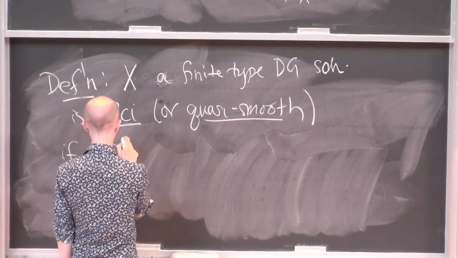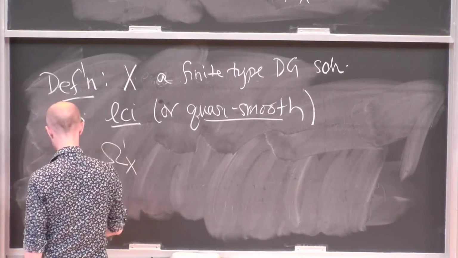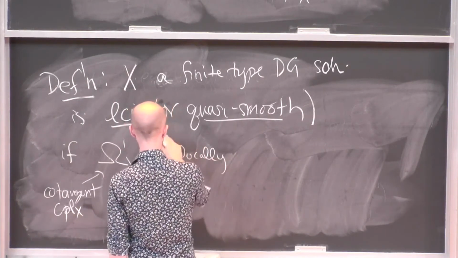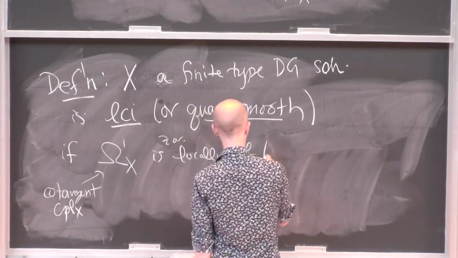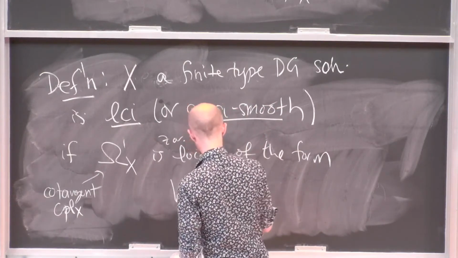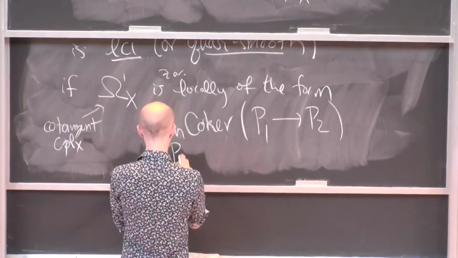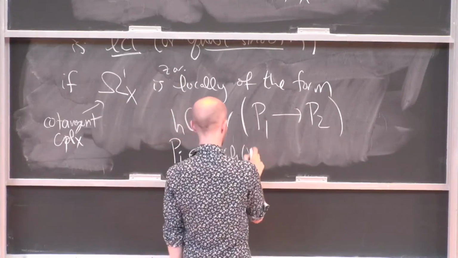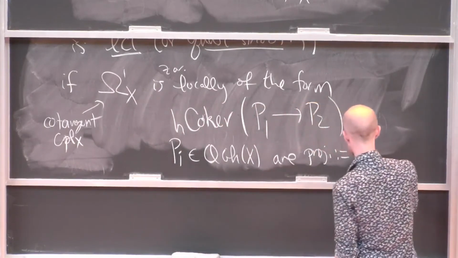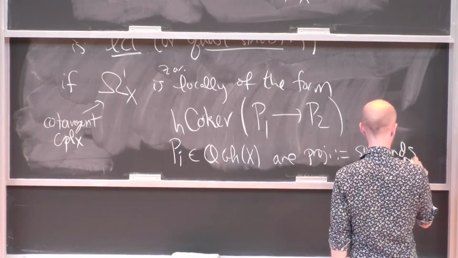If the cotangent complex of X, here I mean the cotangent complex, is Zariski locally, let's say, of the form the cone, or if you want homotopy cokernel, of a map from P1 to P2, where the Pi in QCoh of X are projective, by which I mean locally direct sums of OX^n for some n.